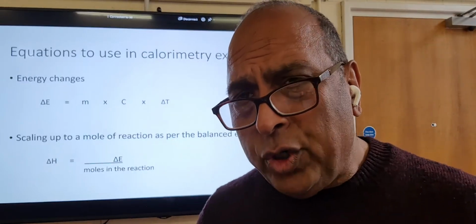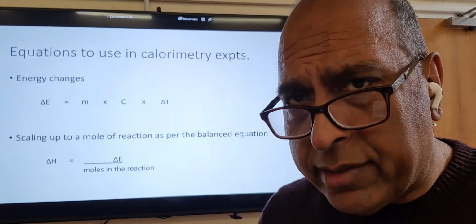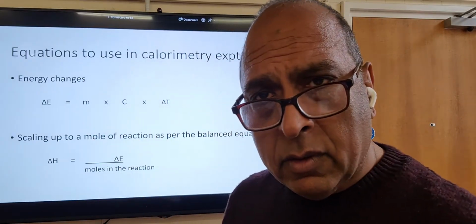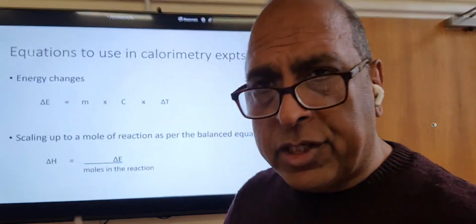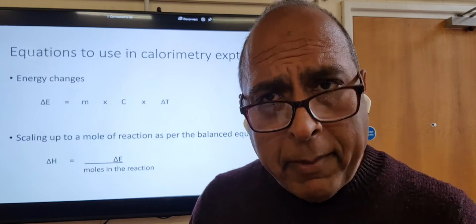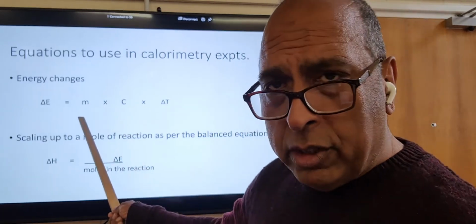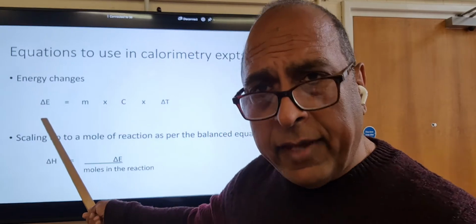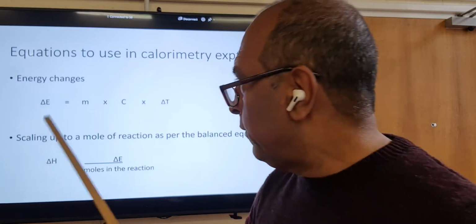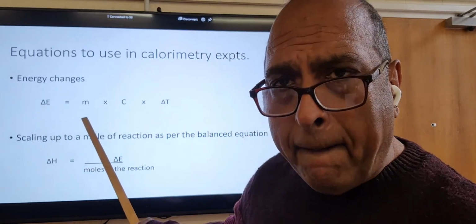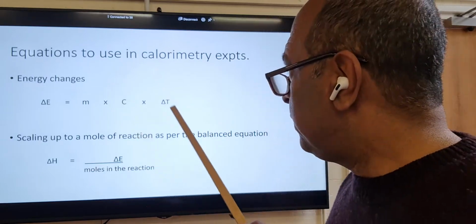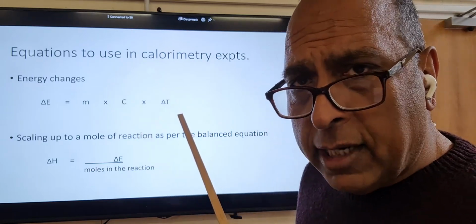Having taught you what the specific heat capacity of water is, to measure a temperature rise, we use this equation. And then we use this equation to scale up to a mole. So when we do a small scale experiment like I'm going to, we're going to find out what the energy change is in the experiment. I call it delta E, change in energy. Then that change in energy will be mass of the water times specific heat capacity of the water times the temperature rise of the water.